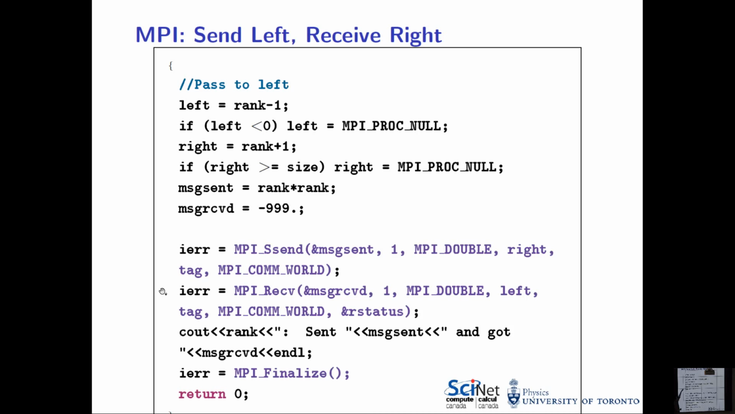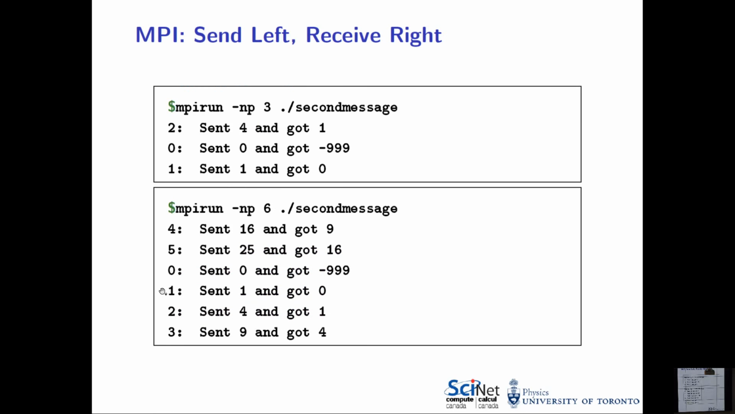So this is pretty straightforward, even if we ignore those two, rank plus 1, then we can send. All we're doing is sending our rank squared, and we're going to cast our received value back as a negative number so we know what's going on, and then we can run that code.